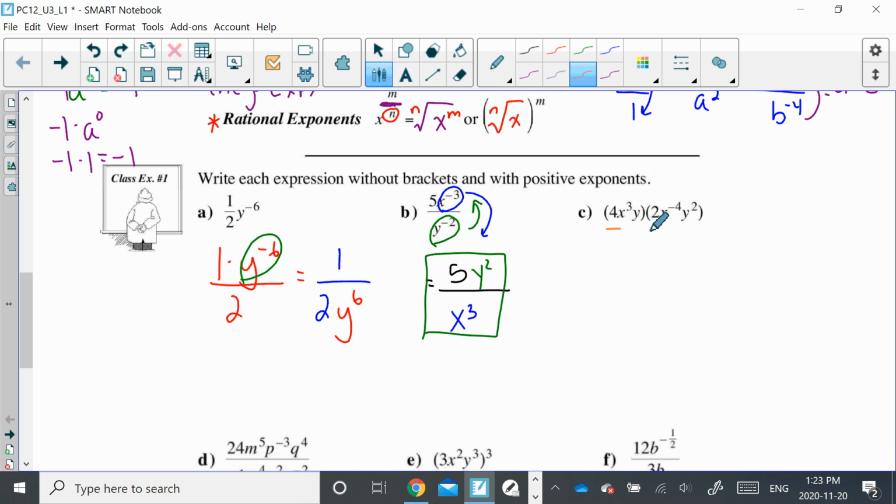4C. 4 times 2 is 8. This is going to be next our product law. So x and x are like terms. You add those exponents. That would give me 3 plus negative 4 is negative 1. Then y's are considered like terms. Y to the power of 1 times y to the power of 2. That's product law. Add those exponents and you get y to the power of 3. We must move that x down to the denominator. So my answer is going to be 8y cubed over x. And I don't need to put x to the 1.